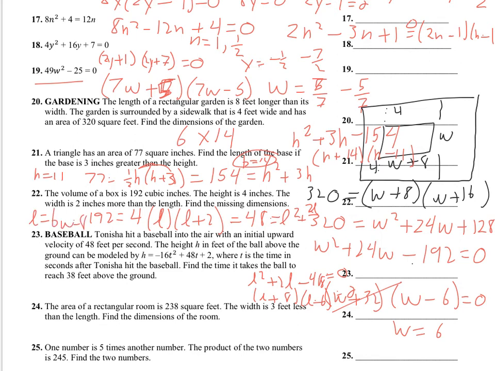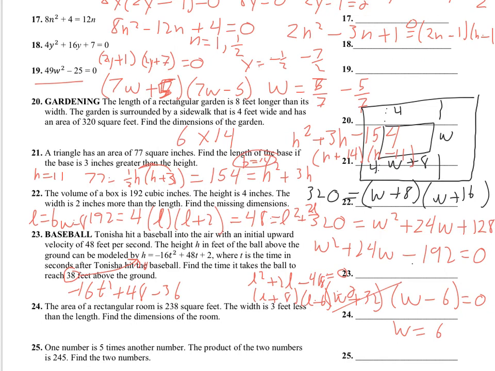Okay, so we look at this problem here: find the time it takes the ball to reach 38 feet above the ground. Using that equation, this is going to go in there, so I have 38 there. The first thing I would do is subtract that off, so I get negative 16t squared plus 48t minus 36 equals 0. Okay, divide everything by 4 there, right?